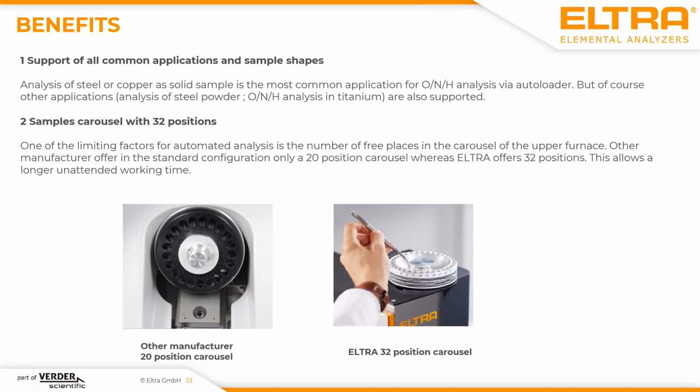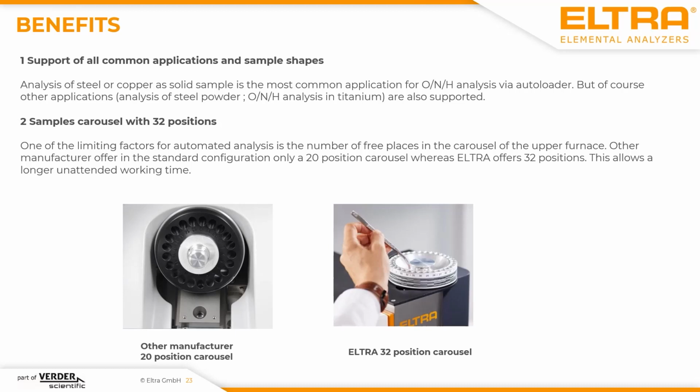One important statement for the Elementric ONH-p autoloader is that we can support any application. So it doesn't matter if you have copper, steel, titanium, or whatever, we can process every kind of sample. And as I mentioned before, it even doesn't matter if you have a powdered sample, granular sample, or a solid sample. Everything can be processed with our analyzers.